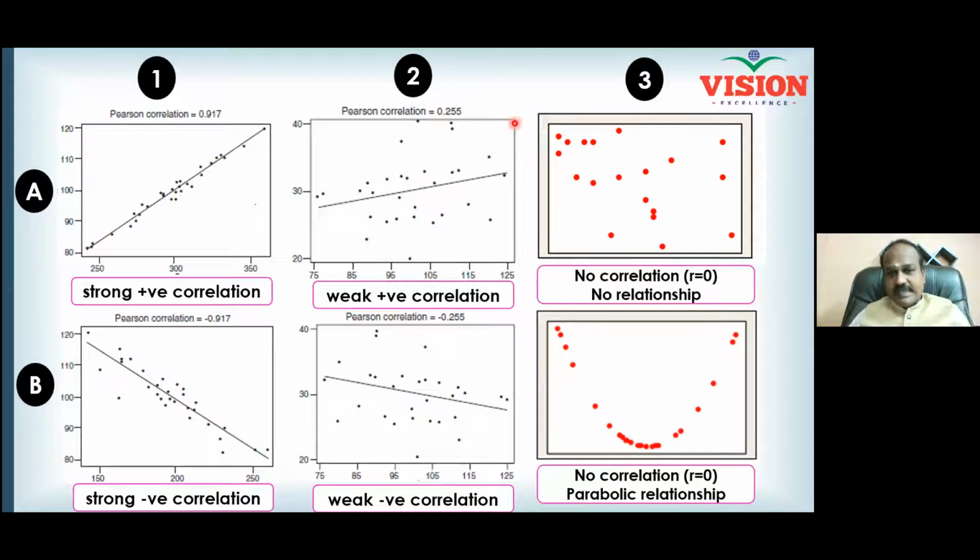Here in the last diagram, there is no linearity, but there is a curvilinear relationship, right? So no correlation simply doesn't mean no relation. Even if there is no correlation, there could be some other relationship other than linearity. I don't know how many of you understood.